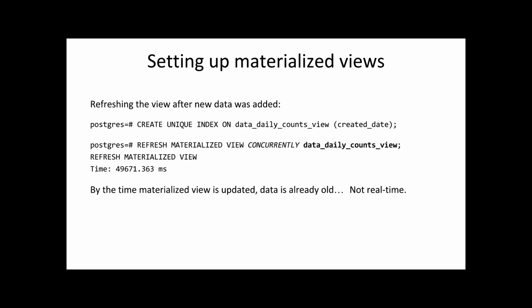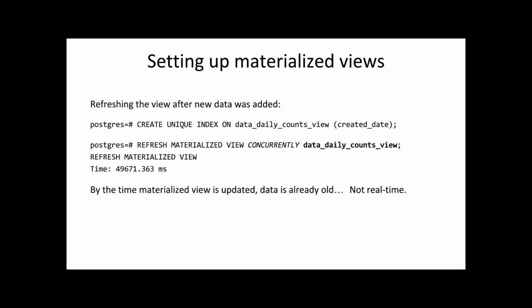Now, if I create a materialized view, you want to make sure always to create a unique index, and this is kind of a requirement that Postgres has to be able to use concurrent refresh, and you want to do concurrent refresh, don't do non-concurrent refresh. So make sure you create a unique index on the key such that you can do refresh materialized view concurrently.